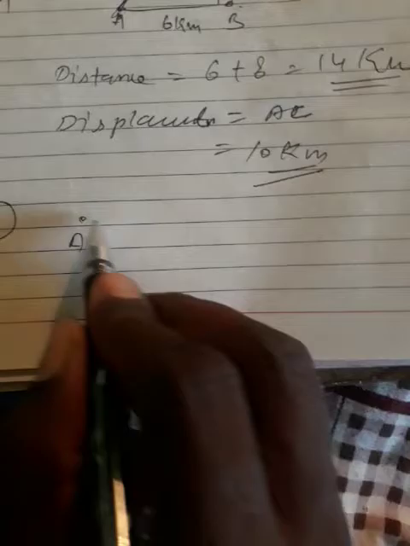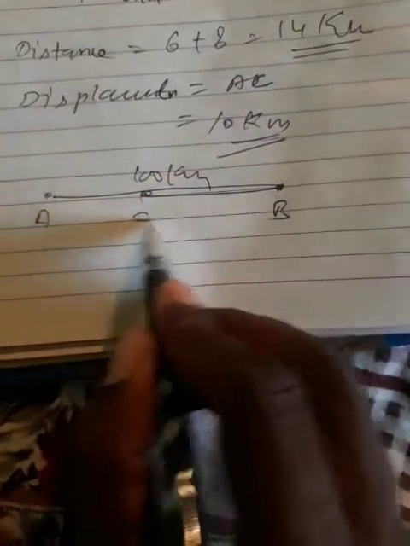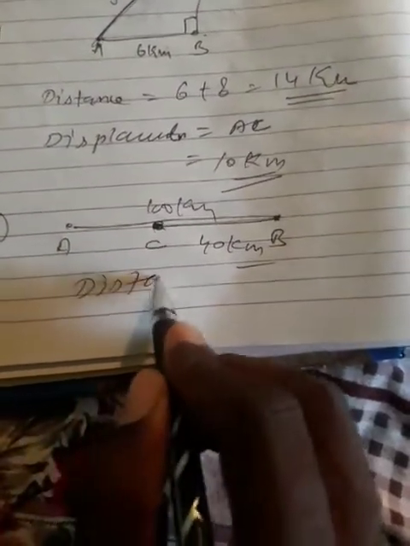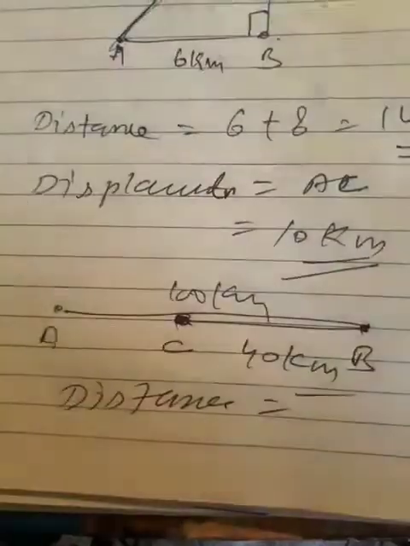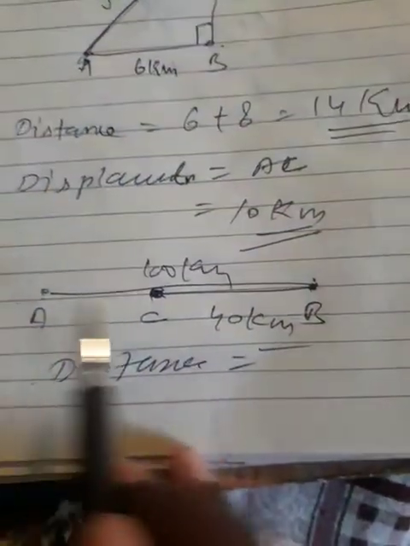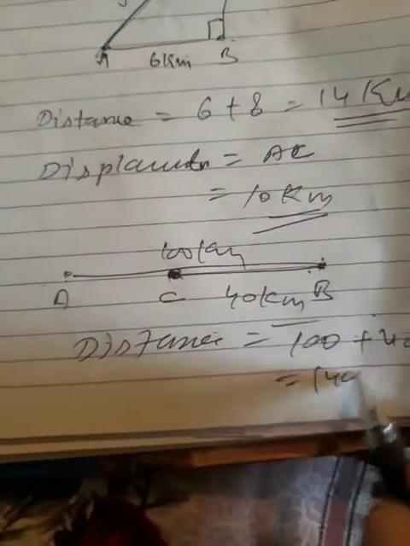When an object moves from point A to point B, 100 kilometer, then the object moves from point B to point C, that is 40 kilometer, and the object finally reaches point C. So what is the distance? The distance is equal to the actual path length of the moving object. The object moves from point A to point B 100 kilometer, and then returns from B to C 40 kilometer. The total distance will be equal to 140 kilometer.